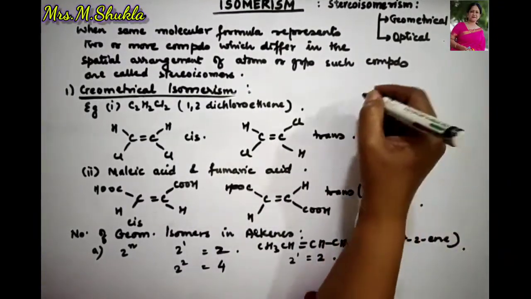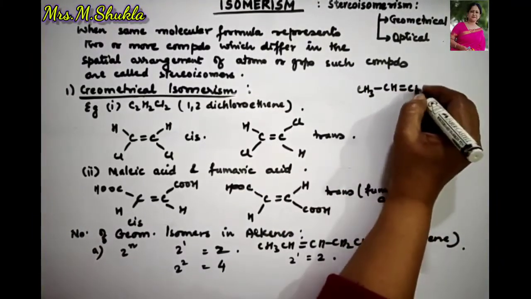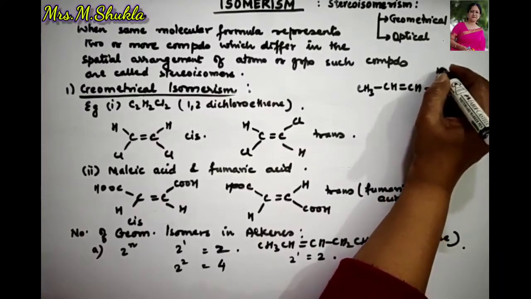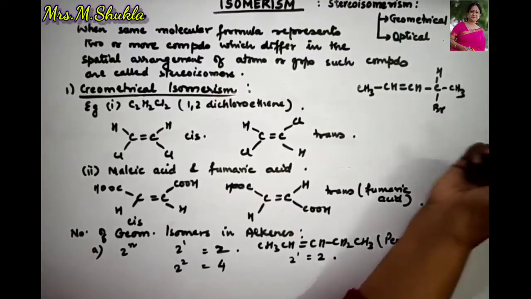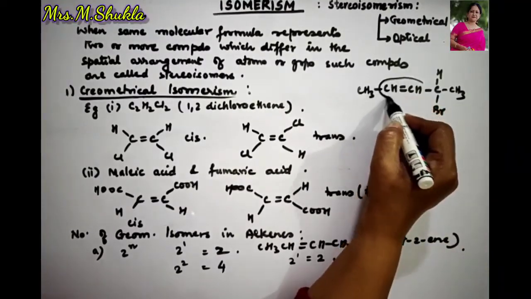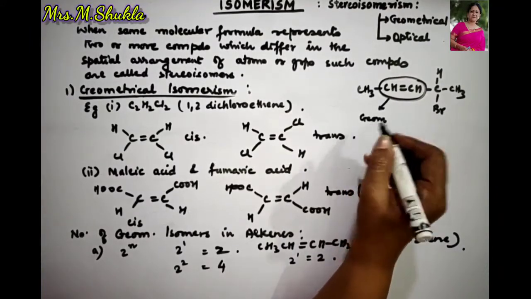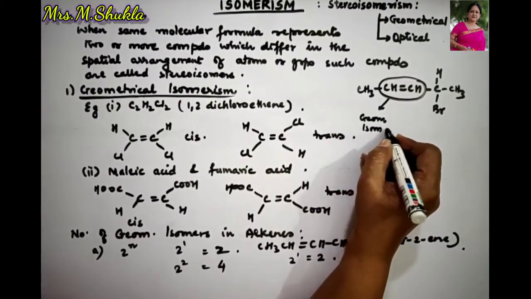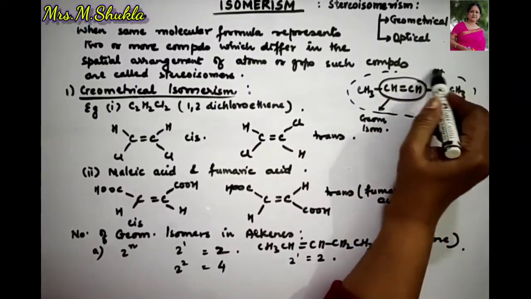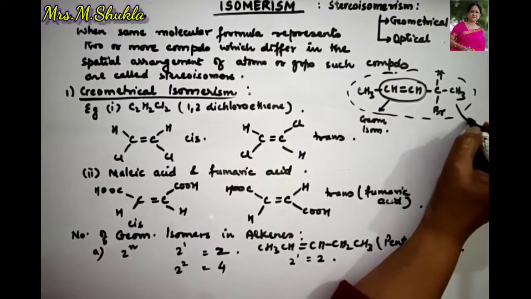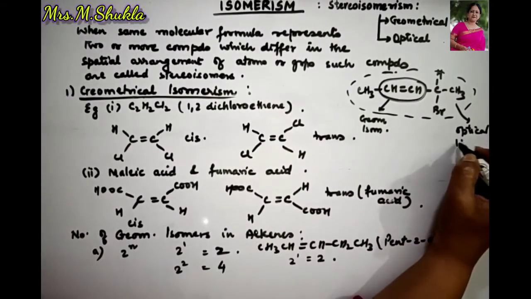So for example, you can see this: CH3, CH double bond CH, CH, Br, CH3. Now, this is showing you your geometrical isomerism. And this whole part, what is this showing you? This is showing you optical isomerism.